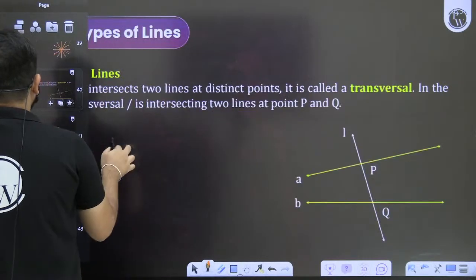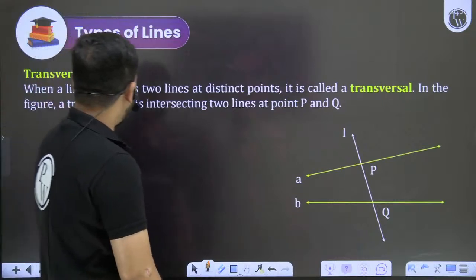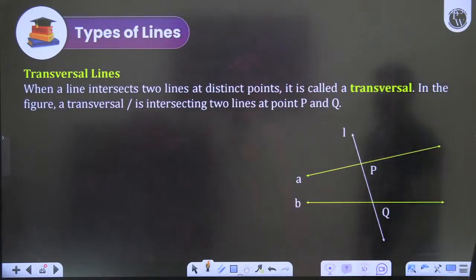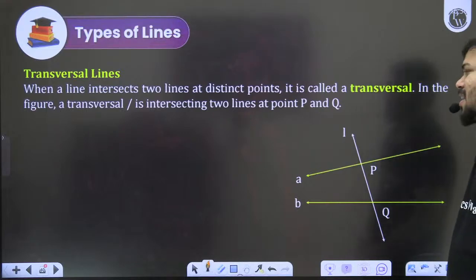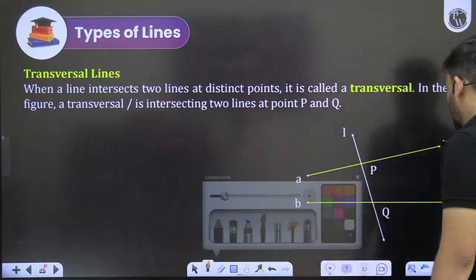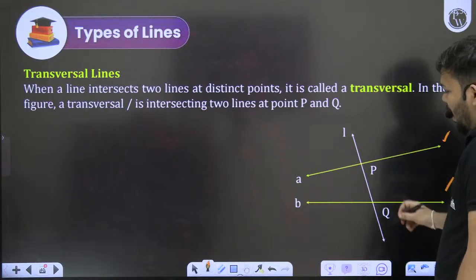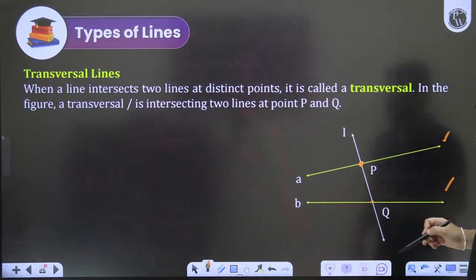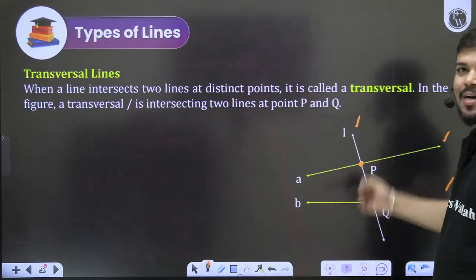Next one, transversal line. When a line intersects two lines at distinct points, it is called a transversal. In the figure, a transversal is intersecting two lines at a point. You can say these two lines are intersecting at two different, distinct points of those two lines. Then this line is nothing but the transversal line.